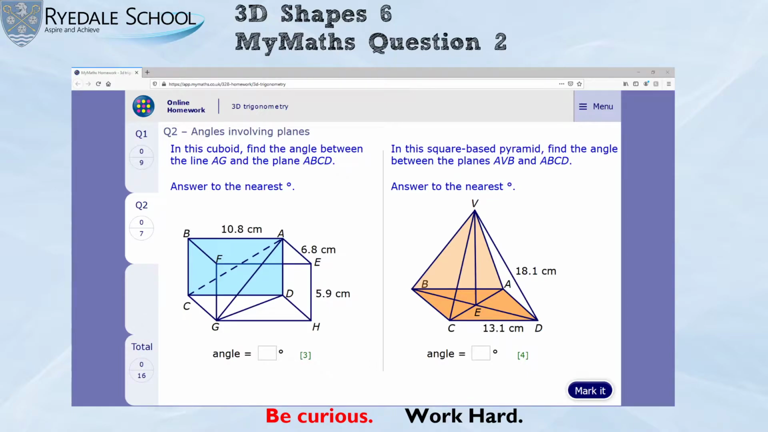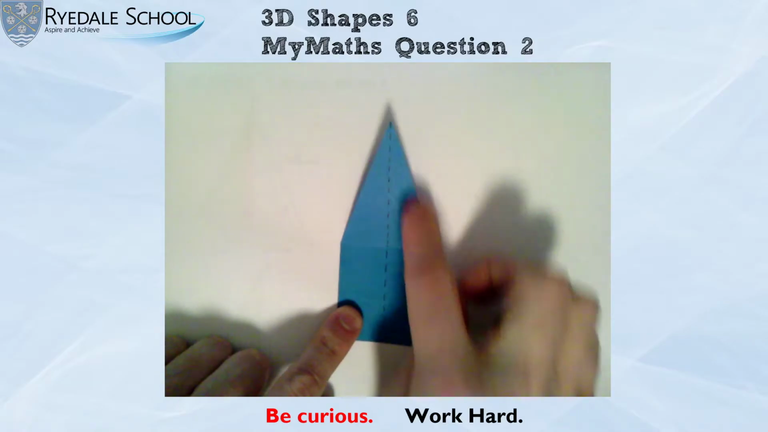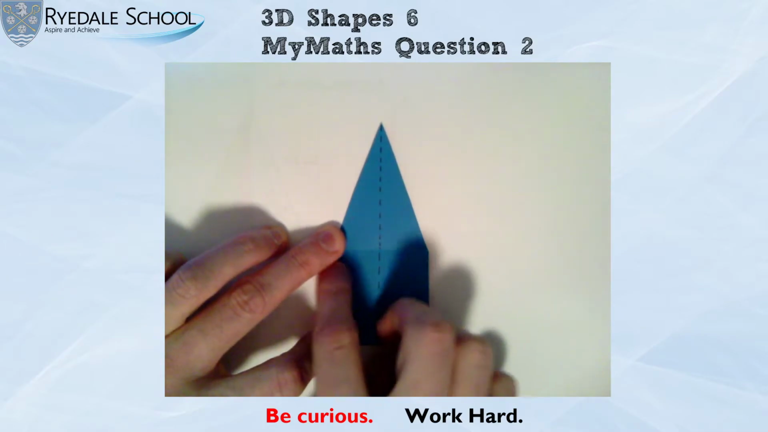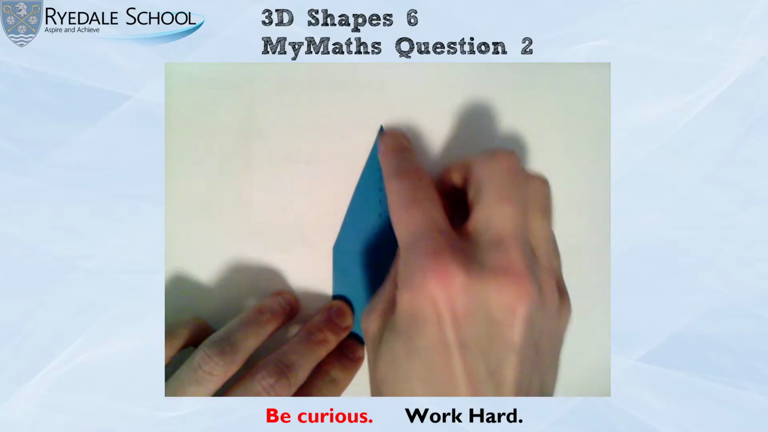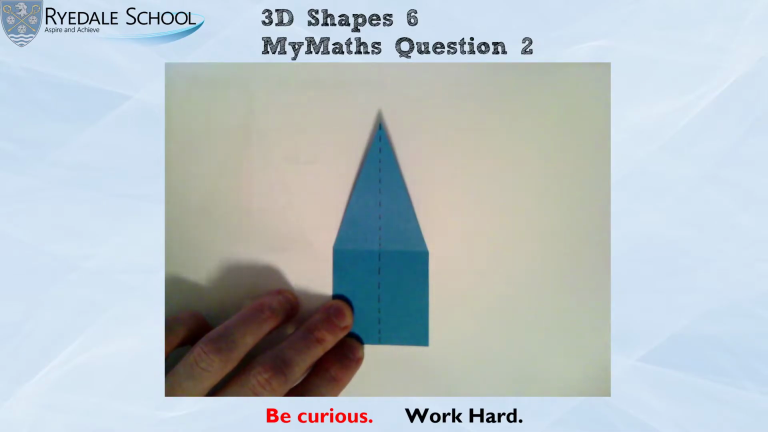Okay then, let me just swap screens. What I've done is I've made a very simple representation of part of this pyramid, as a net. I've got my square base, which would be my plane ABCD. And I've got one of my triangular faces, an isosceles triangle, which would represent AVB.